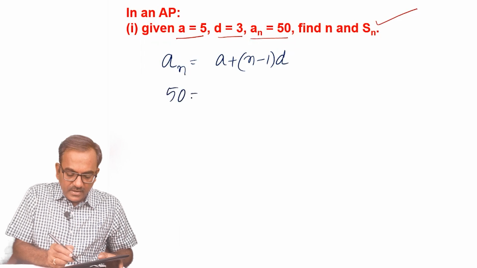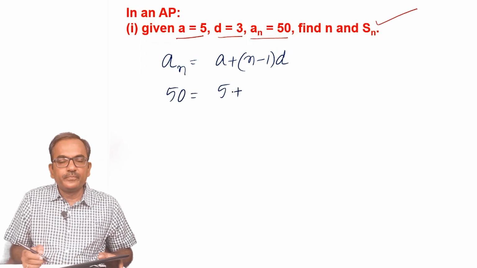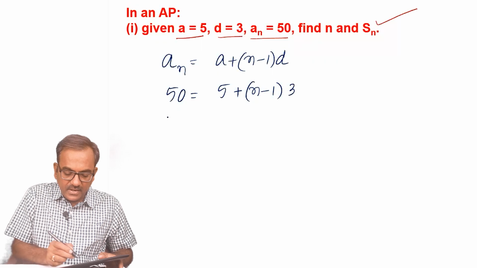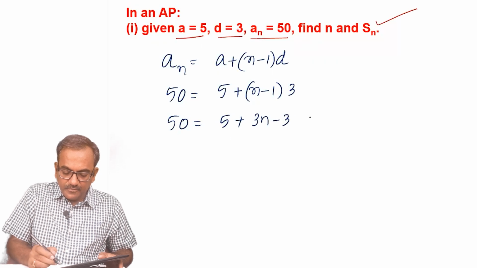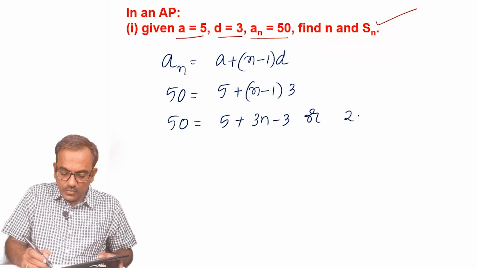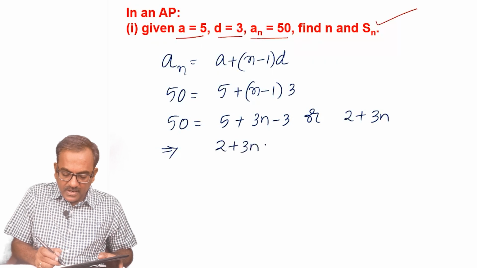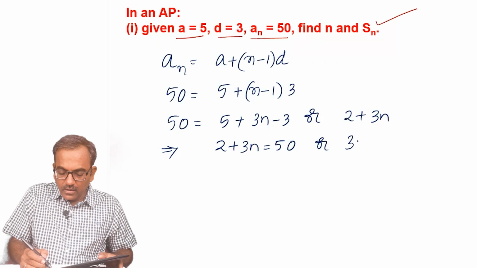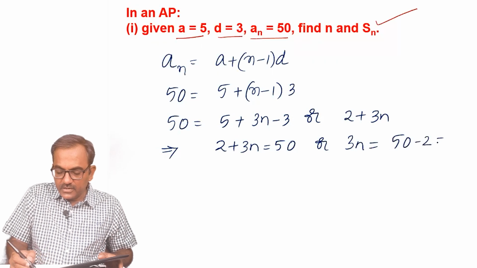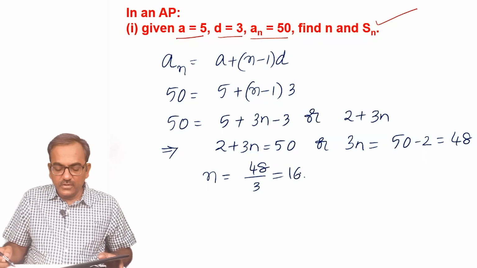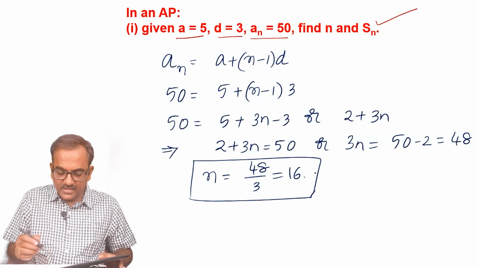AN is 50, is equal to A which is 5, plus, we need to find the N value, N minus 1 times 3. 50 is equal to 5 plus 3N minus 3, or 5 minus 3 is 2 plus 3N, which implies 2 plus 3N is equal to 50, or 3N is equal to 50 minus 2, that is 48, or N is equal to 48 by 3, or 16. So the value of N we have as 16.